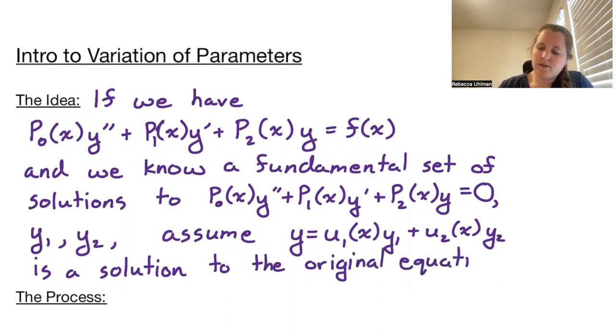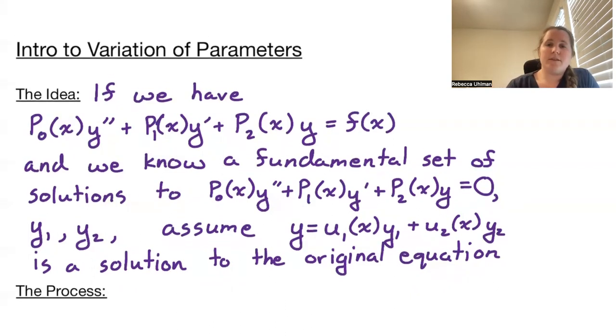So this is actually exactly the same thing that we did for variation of parameters for first order linear. The homogeneous general solution was just a constant times our y1, and then we just swapped that constant out for u1. So essentially all we're doing is taking the homogeneous general solution and swapping out the constants for functions u.